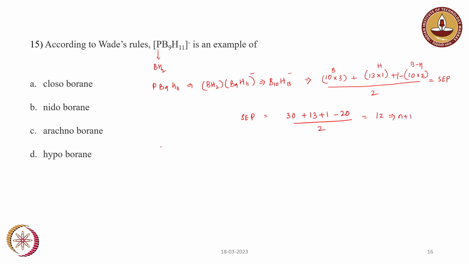So n plus 1 equals 12, n equals 11 means it's a closo structure. We have 10 boron, so that is n minus 1, which is 10, which will be nido borane. So the compound PB9H11 minus is nido borane. So option B is the answer.